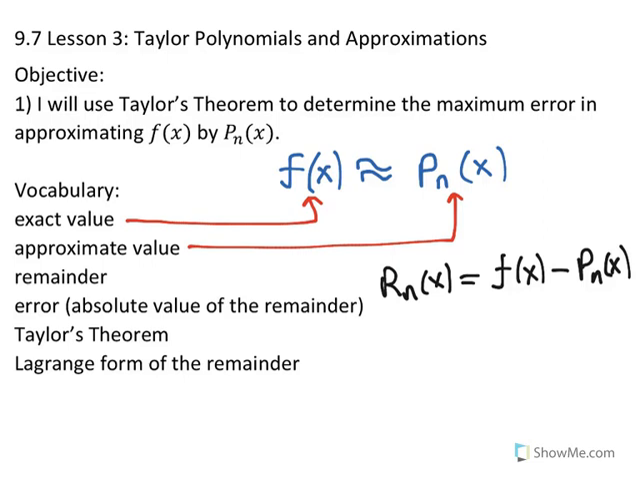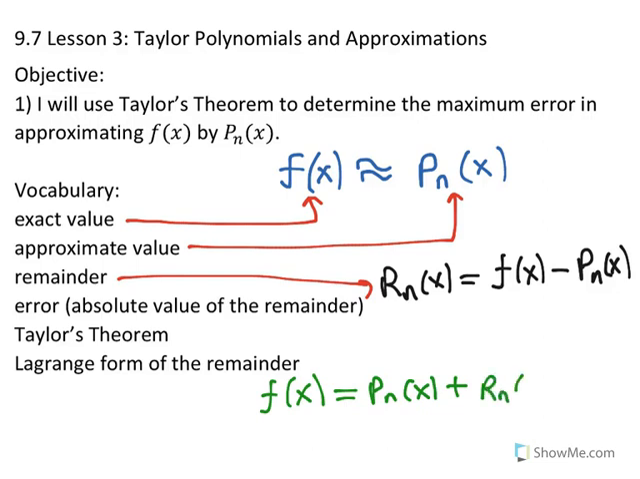Another way we can express the same relationship that we just talked about, again, this is the remainder. We could also write f of x, the exact value, is equal to the approximate value plus the remainder. This is just another way of expressing what we have here and here.